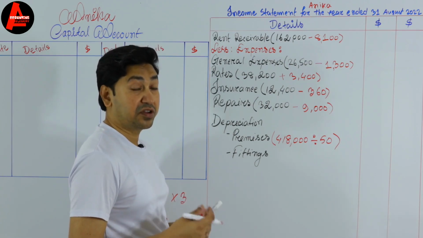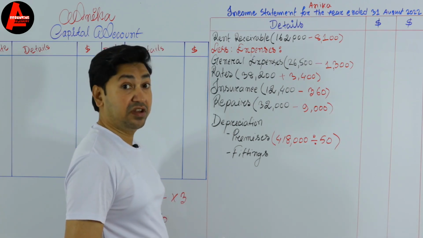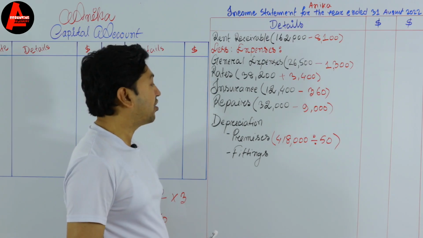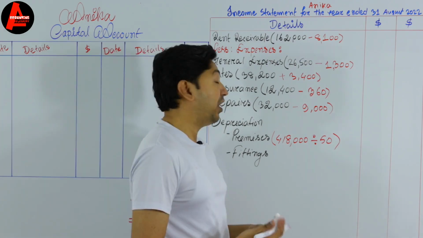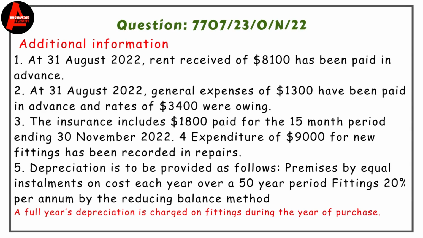If you are confused about depreciation, I have so many videos on this topic. You can check out my channel. Okay, well, then what do you have next? We have here fittings 20% per annum by the reducing balance method. So 20% reducing balance method. This is another complicated method of depreciation.